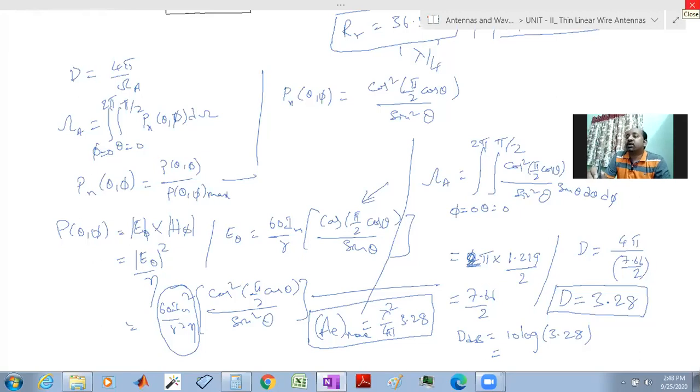With this we have completed the quarter wave monopole also. Overall we have discussed the short dipole, the half wave dipole, and the quarter wave monopole. With this, as per the syllabus, all thin wire antennas are covered and completed. So with this, I will close today's session, and we will continue in the next class.